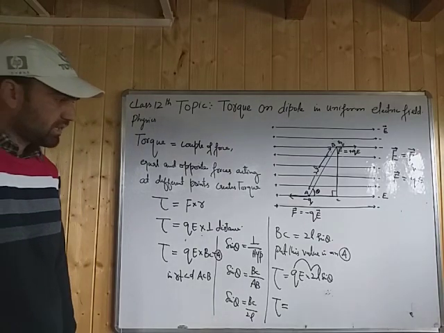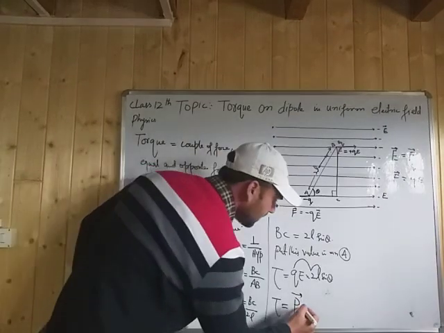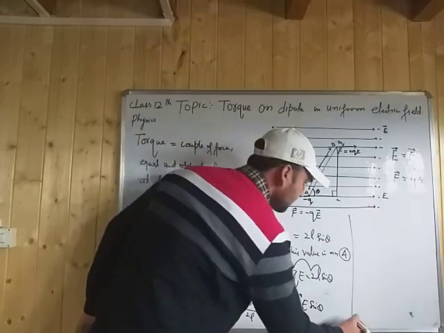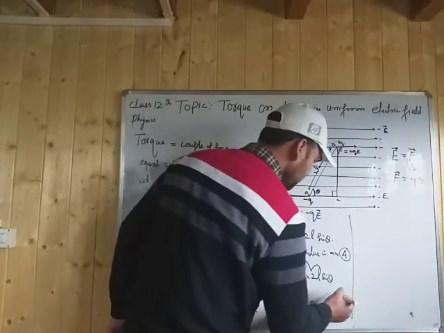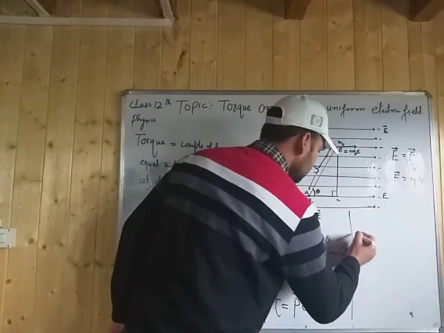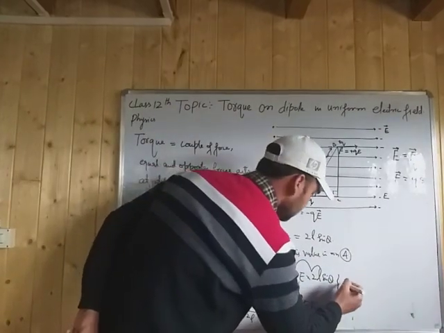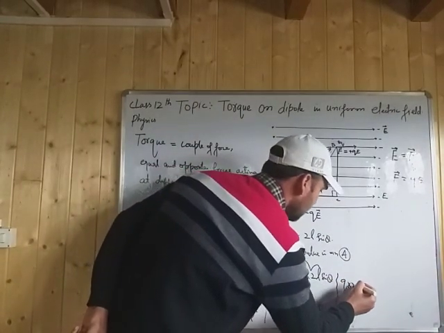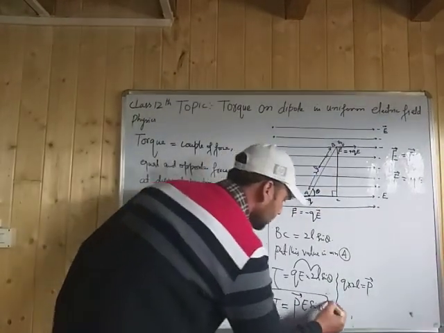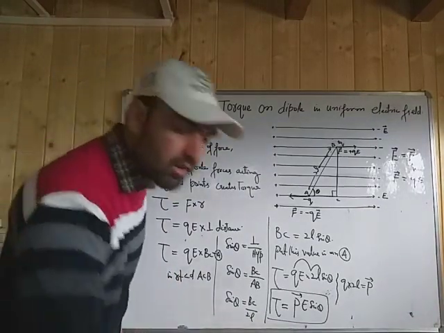We have already discussed the dipole moment, that is P. So we'll write here P, that's the dipole moment, into E sine of theta. Q into 2L, that is the dipole moment. So this is the expression for the torque acting on the dipole.